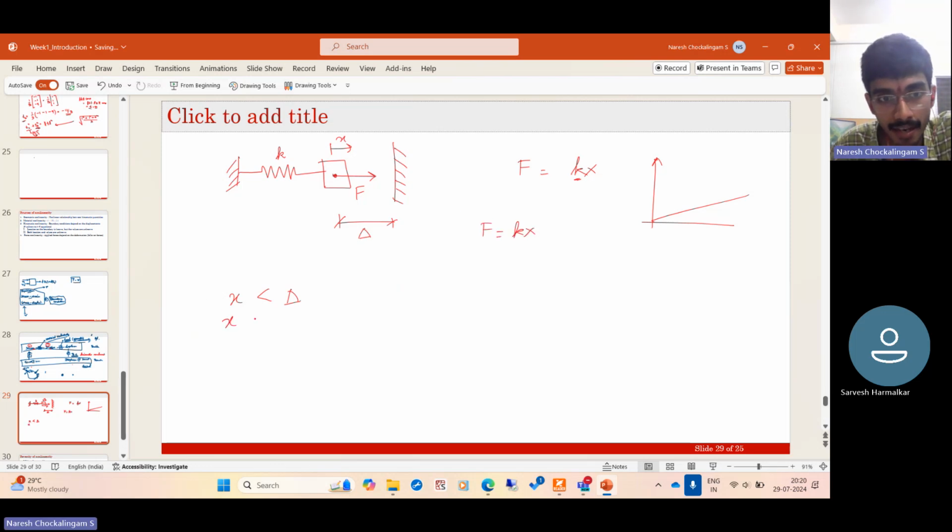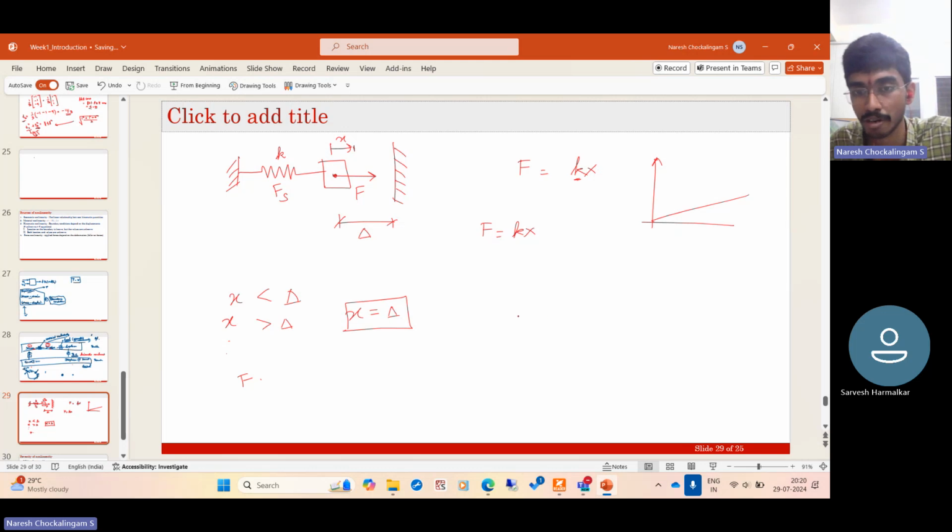Can x be greater than delta? Can the displacement of this point be greater than delta? No, right? You have a wall here. So the other condition is x is equal to delta. If x is less than delta, F is equal to Kx. If x is equal to delta, what is the force? Force in the spring is, let us call this force Fs.